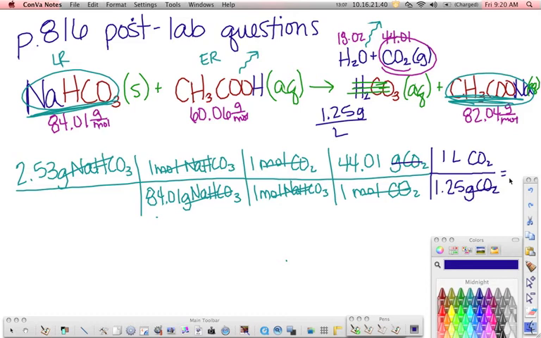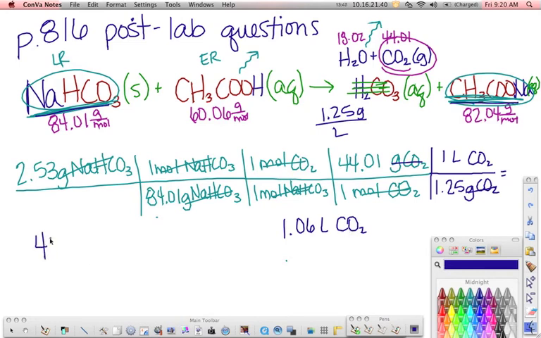So I can take that number that I just got, that 1.33, and divide it by 1.25, and I get my answer, 1.06 liters of CO2. So when I used this much sodium bicarbonate, I produced about a liter of CO2. And then number 3 asked how many moles of sodium bicarbonate are needed and how many moles of sodium acetate are produced if we make 425 mils of carbon dioxide.